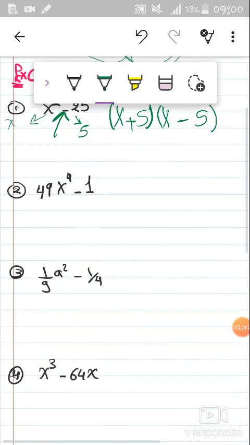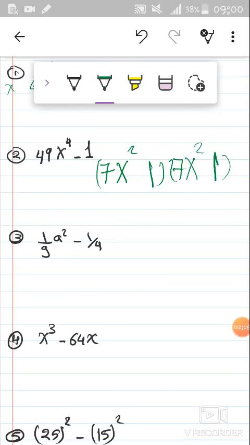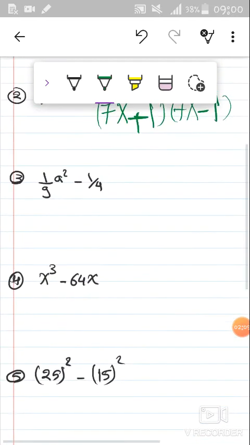The second one, also: 49x to the power 4 minus 1. Also they are two terms, with a negative between them. The first has a square root and the second one has a square root. So the two brackets: 49x to the power 4, its square root is 7x to the power 2, and 7x to the power 2. 1, its square root is 1, and so 1 and 1. One of them is positive and the other is negative.